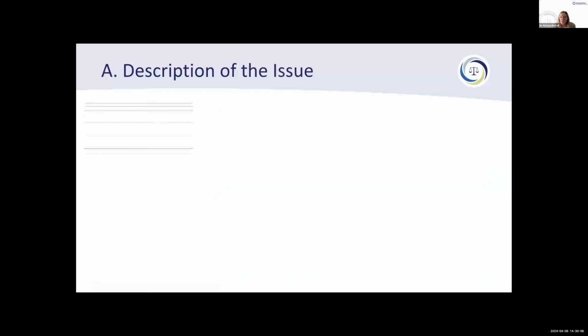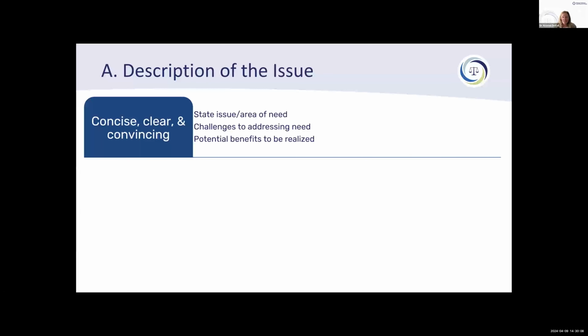So, description of the issue, part A. Again, as I mentioned, this is the first section outside of the abstract, which we'll talk about in a moment. But this is the first really content-heavy section that a reviewer is going to read. And so it's important that this section is clear, concise, and convincing.